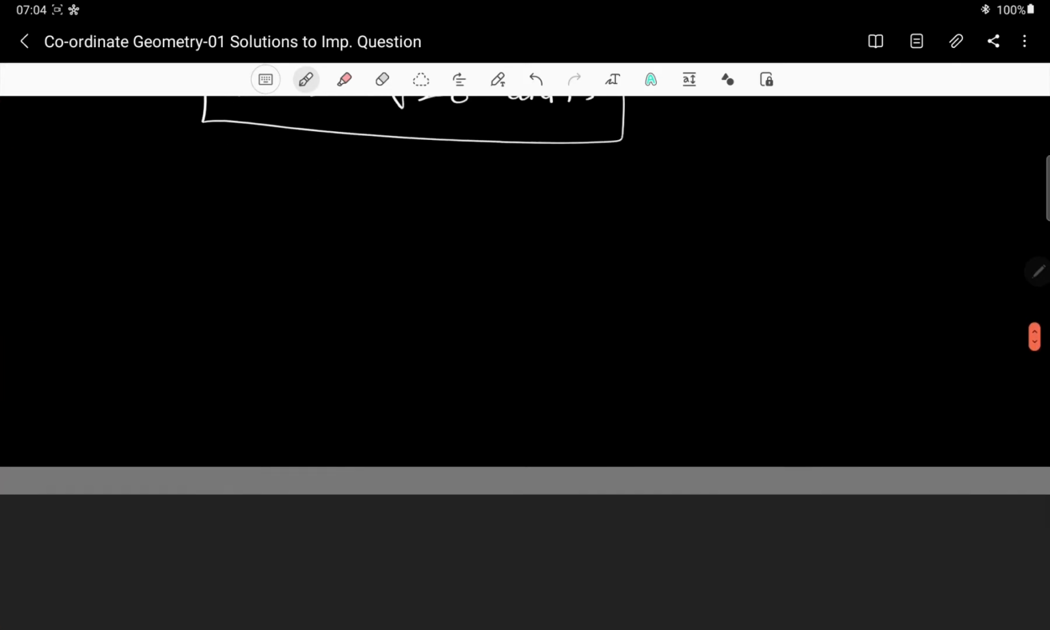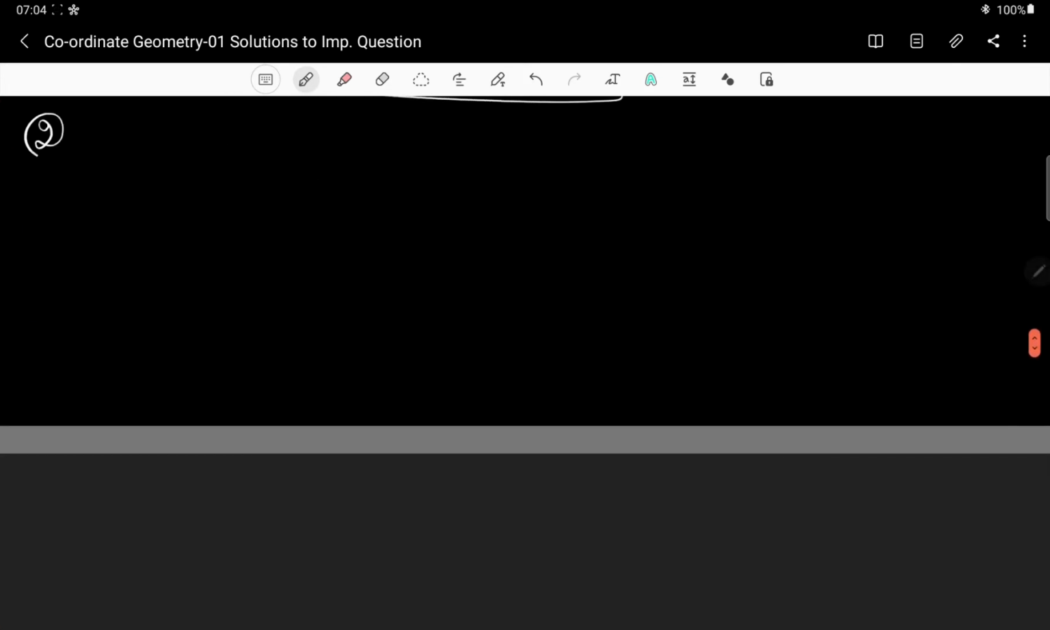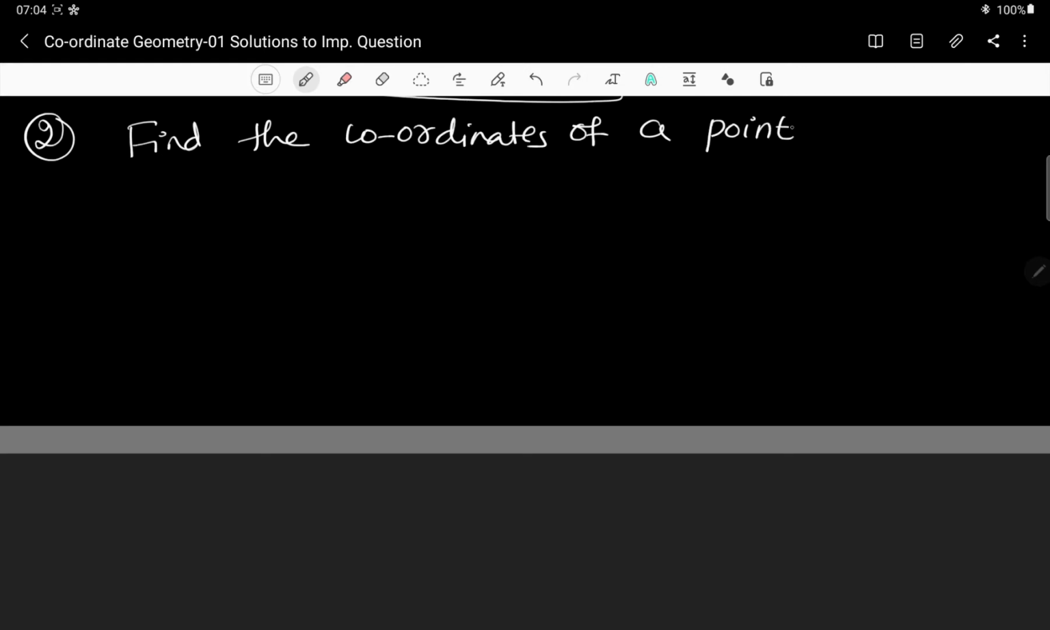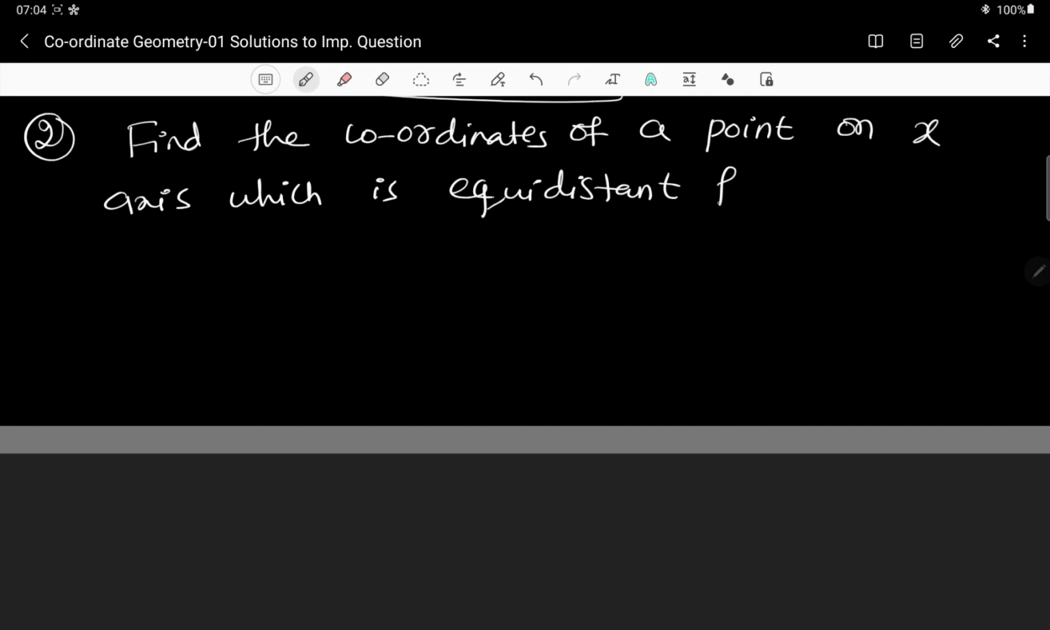Now let us move on to the second question. The second question is like this. Find the coordinates of a point on x-axis which is equidistant from 2, 3 and 3, 4.